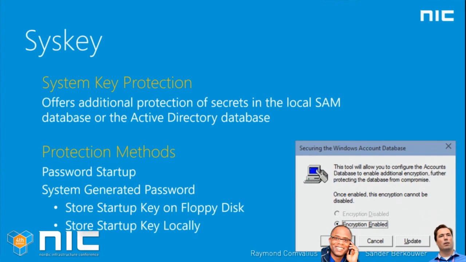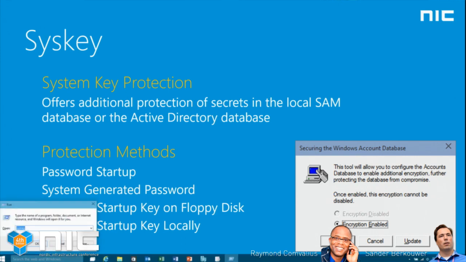Oh yeah, I promised a Windows NT 3.51 tool in this session. Well, here it is, Syskey. Who knew of Syskey before coming to this session? Have you used it? All right, cool. Nobody does, and I don't know why. Because Syskey offers additional protection of the secrets in the local SAM, but also on the domain controller in the Active Directory DIT. So what it does, it adds an additional layer of AES encryption on the hashes as they are stored in Active Directory.